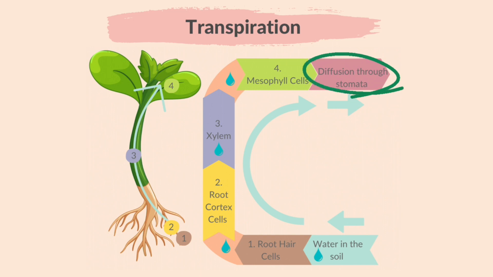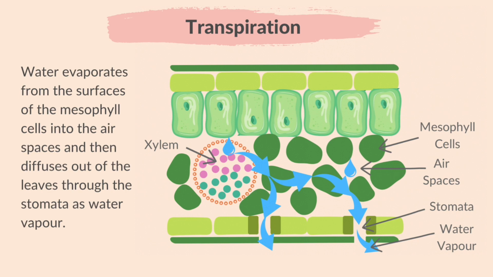As water keeps leaving the leaves through transpiration, the water from the soil travels through the roots to the xylem and up to the leaves to replace the lost water. Water evaporates from the surfaces of the mesophyll cells into the air spaces and then diffuses out of the leaves through the stomata as water vapor.